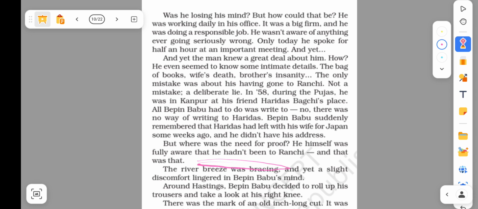He himself was fully aware that he hadn't been to Ranchi. So he was having this thought in mind that, okay, right now I have to prove that I was not in Ranchi in 1958's Durga Puja in October. But then he realized, why would I find any proof for that? I myself am a very big proof. I remember I was not in Ranchi. So why would I find any proof for that? There is nothing wrong in it.